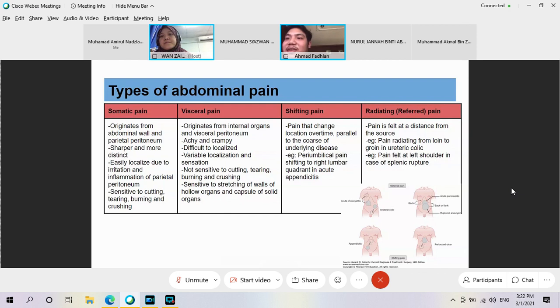Next is shifting pain, which is pain that changes location over time, parallel to the cause of underlying disease, such as peri-umbilical pain shifting to right iliac fossa in acute appendicitis. Next is radiating pain, or we call referred pain, which is pain felt at a distance from the source. So, for example, pain radiating from loin to groin in ureteric colic, or pain felt at left shoulder in the case of splenic rupture.